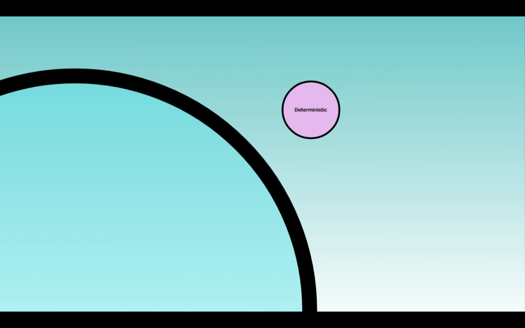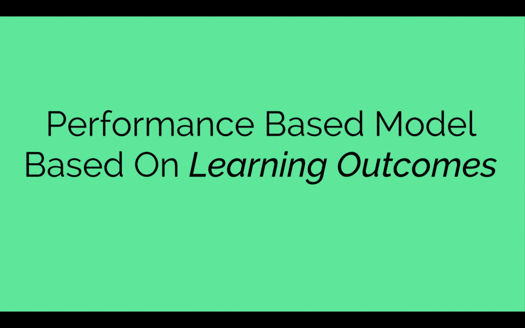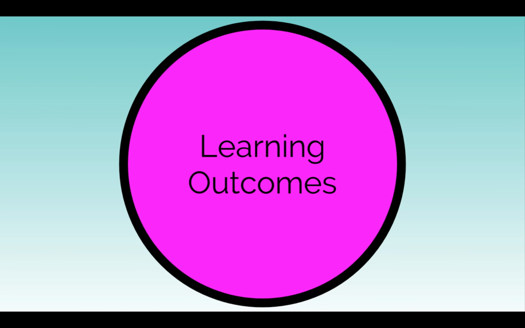First, I'm going to talk a little bit about deterministic design. Deterministic design is a performance-based model based on the learning outcomes. The learning outcomes are identified based on who the audience is and what their performance levels are. In deterministic design, you are working backwards. So in this design, you're starting with the learning outcomes.